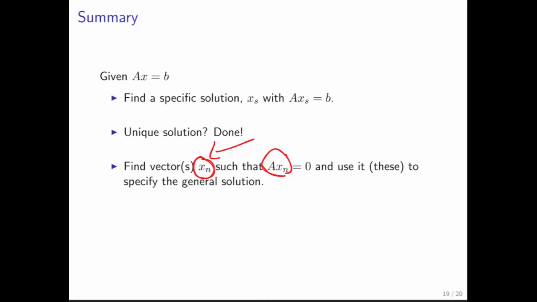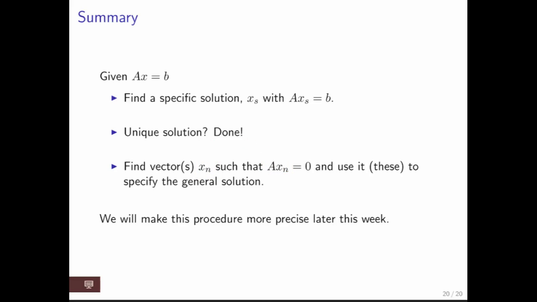The key now is how to find just enough vectors that map to 0 such that you can generate all possible solutions. In order to understand that indeed we have enough, you're going to have to understand something about spaces, subspaces, null spaces, and column spaces.